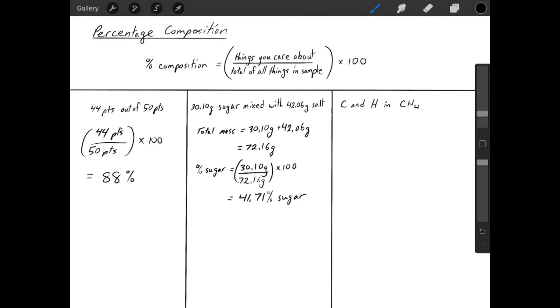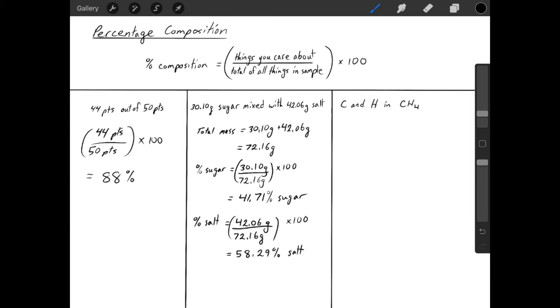And the same method can be used to find the percentage of salt. And we find that the percentage of salt is 58.29%. And if you add up the percentages of sugar and salt, they should come to 100%. One important thing to note here is that when we're talking about a percentage composition of a sample, you need to find the percentage of each component in the sample. So the percentage composition of this mixture includes both the percentage of sugar and the percentage of salt.